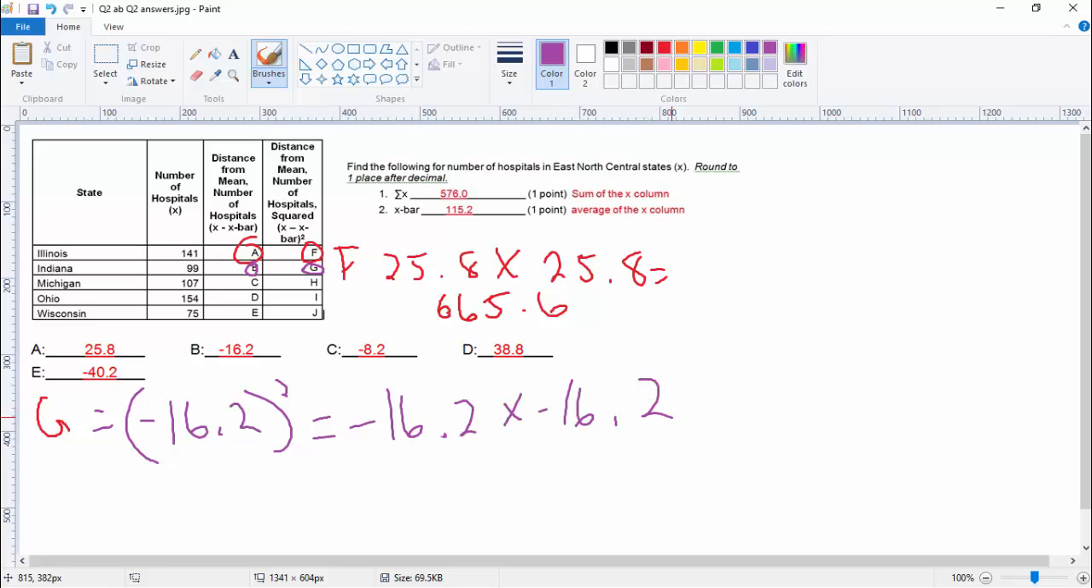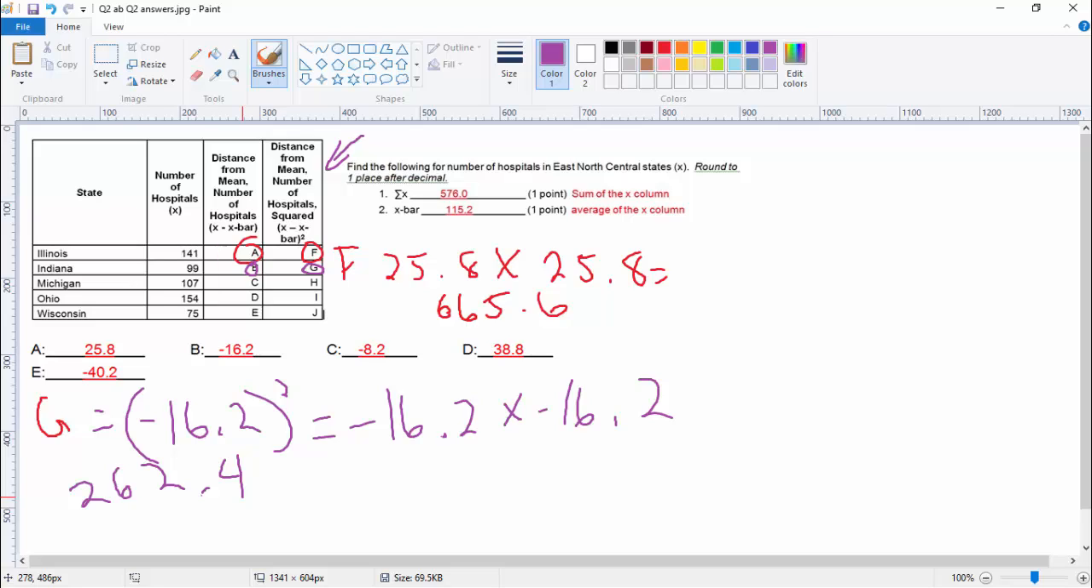Now I want to point out something. What happens when you multiply by a negative? It cancels out the negative, right? So you end up with positive numbers. So that's one of the rules about this column here, is even though you're going to have negative and positive numbers in the second column, you only should have positive numbers in the third column because of this rule, right? So let's look at G. The answer again is big, 262.4. You always get these big answers because of the multiplication.